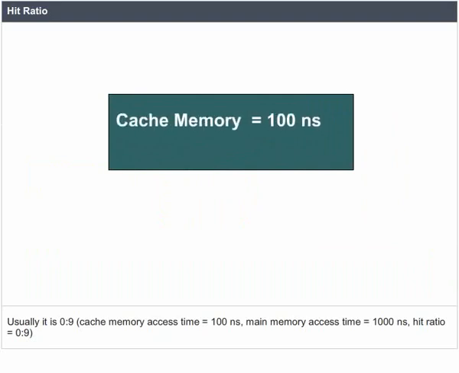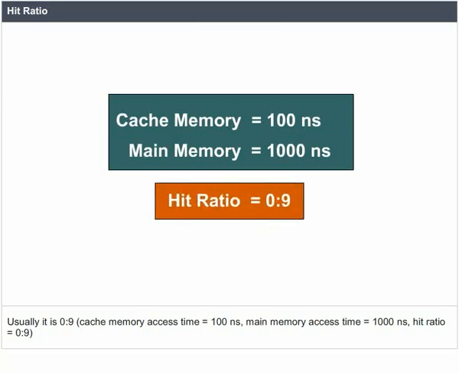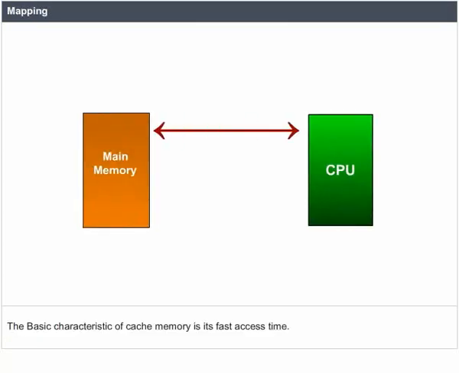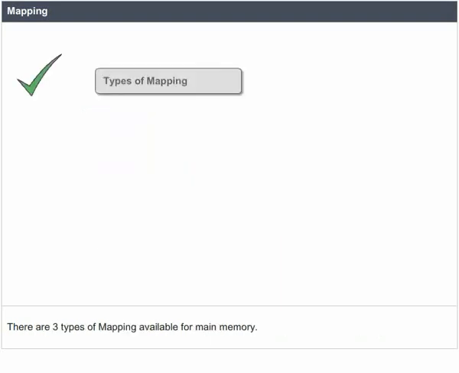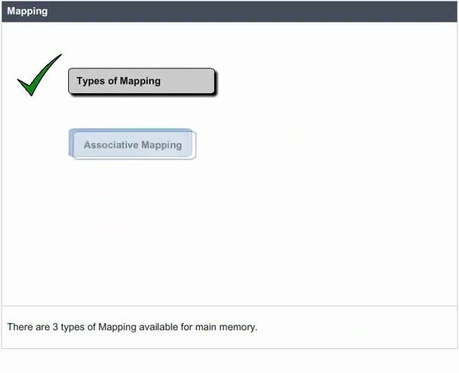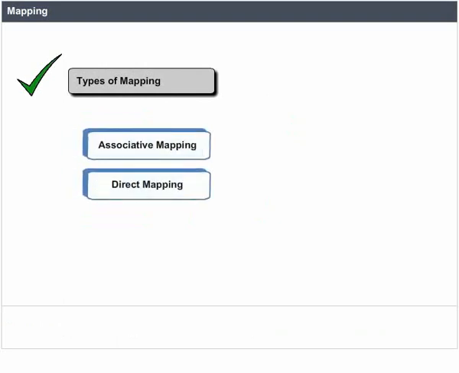Cache memory access time equals 100 ns. Main memory access time equals 1000 ns. Hit ratio equals 0.9. Mapping. The basic characteristic of cache memory is its fast access time. Therefore, very little time is wasted searching for words in the cache. The transformation of data from main memory to cache memory is known as mapping. There are three types of mapping available for main memory: associative mapping, direct mapping, and set associative mapping.